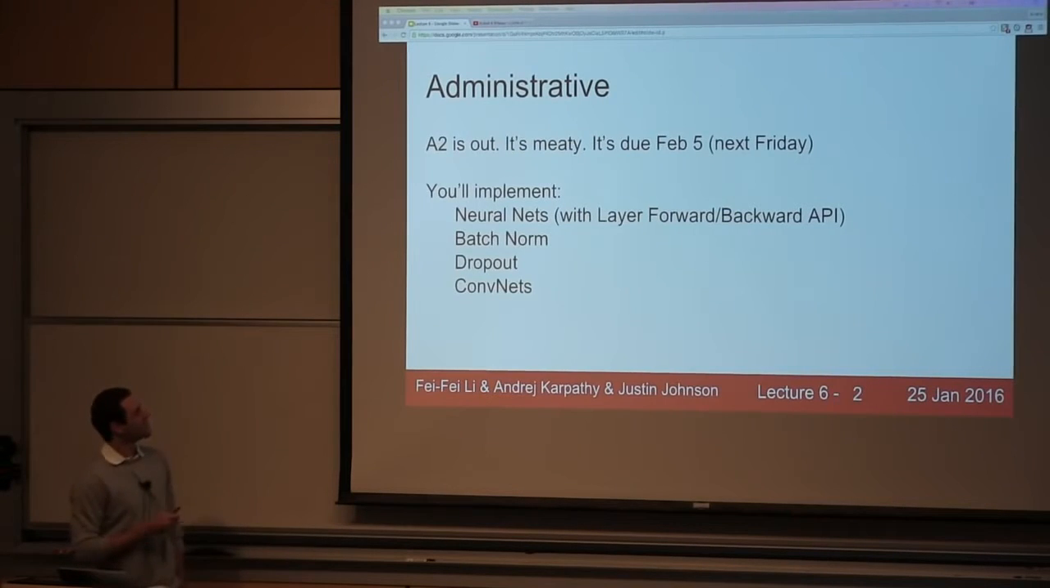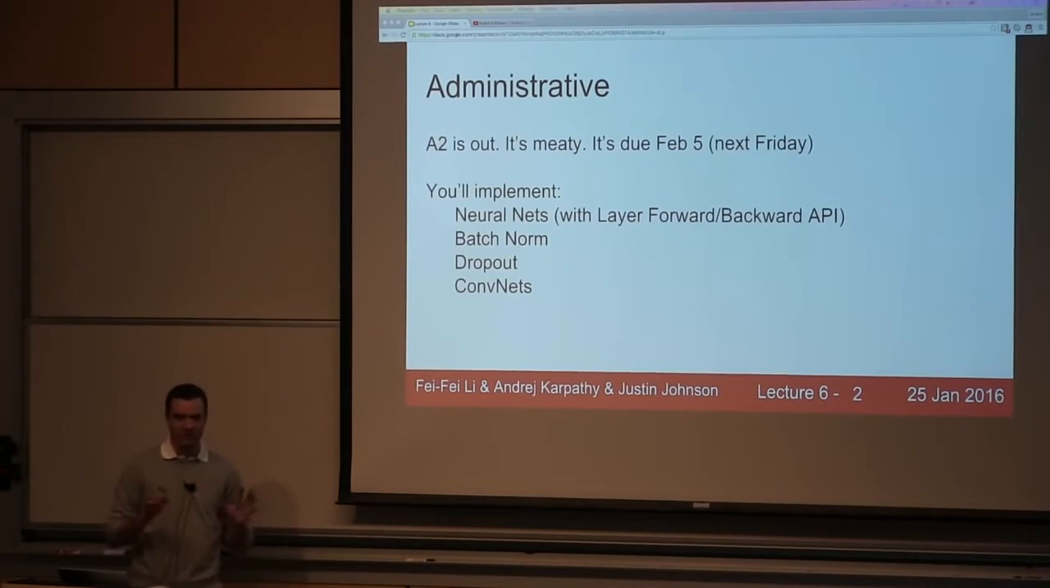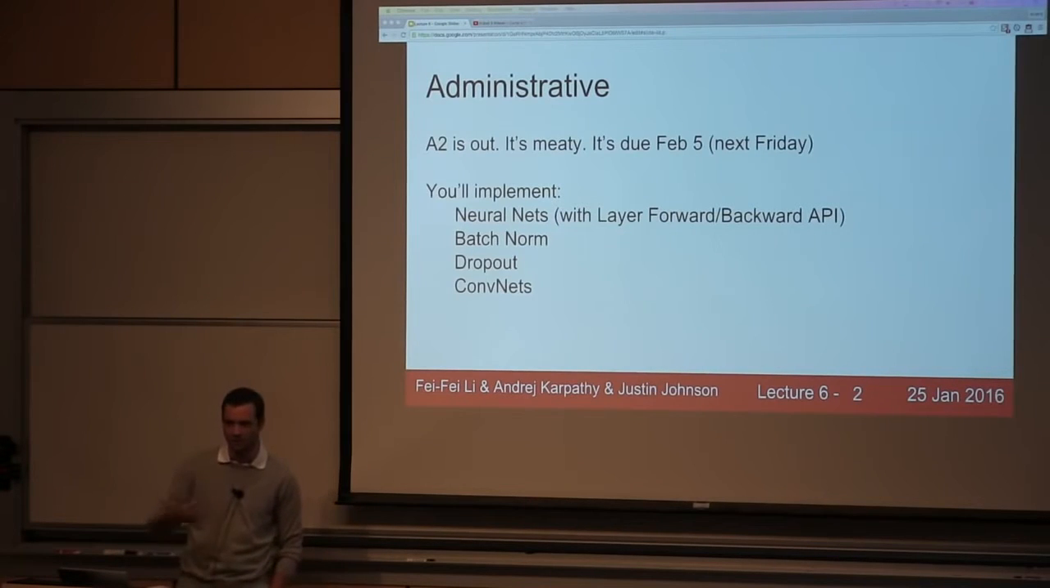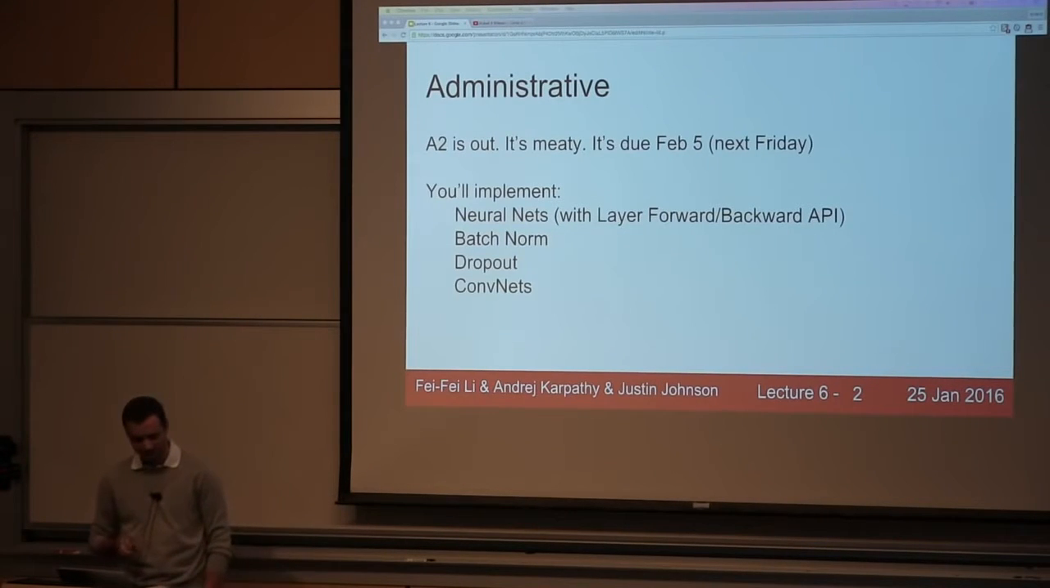Okay, and assignment 2 is out, as a reminder. It's quite long, so I encourage you to start earlier. It's due basically next Friday, so get started on that as soon as possible. You'll implement neural networks with the proper API of forward-backward passes, and you'll see the abstraction of a computational graph. You'll also implement batch normalization, dropout, and then you'll actually implement convolutional networks. So by the end of this assignment, you'll have a fairly good understanding of all the low-level details of how a convolutional neural network classifies images.